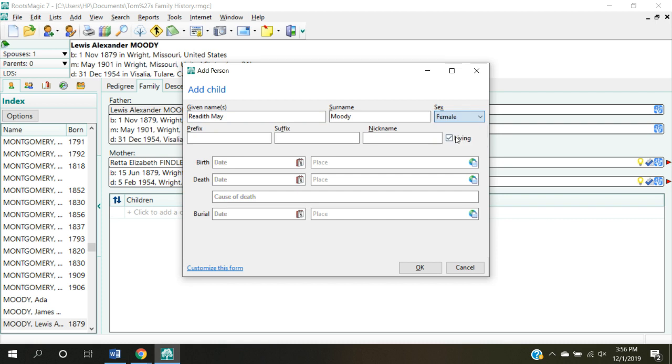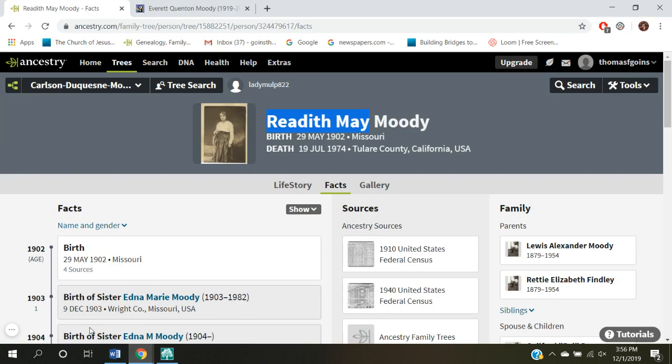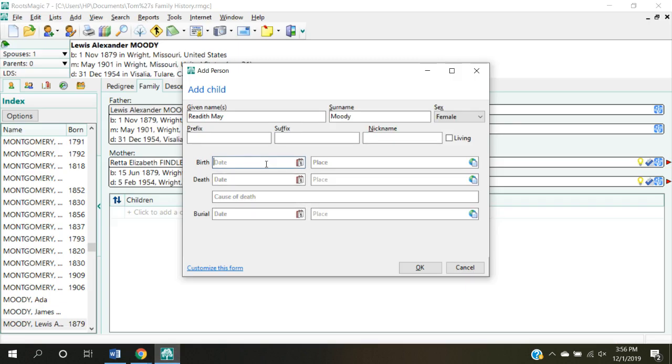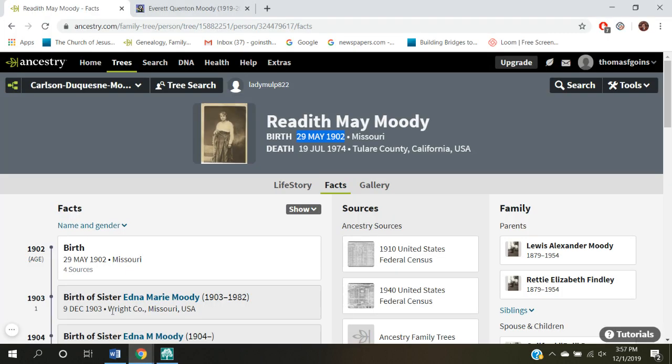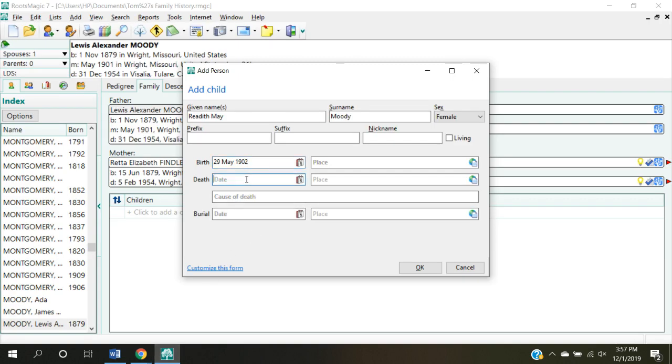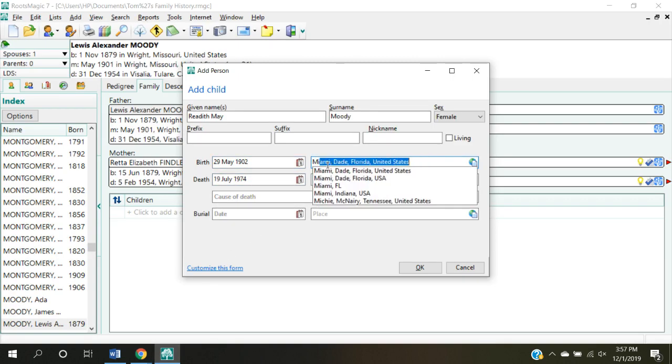Come over here and click female. I'm going to unclick living because she's probably dead. I think I saw that she was. Yes. So I'm going to get this information here, copied and pasted for her into her birthday. It says that she was born in Missouri. So I'm going to copy her death date, paste that in here. Then I'm going to type Missouri.